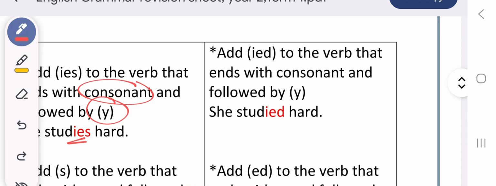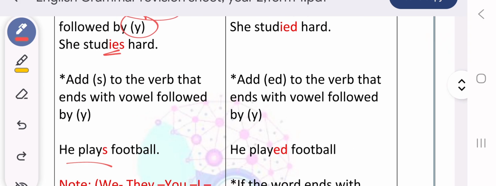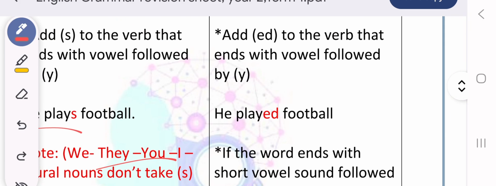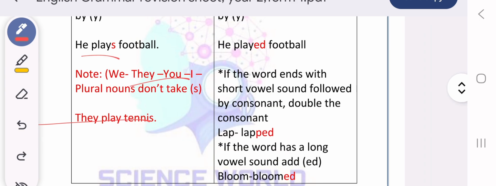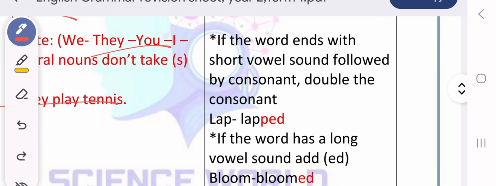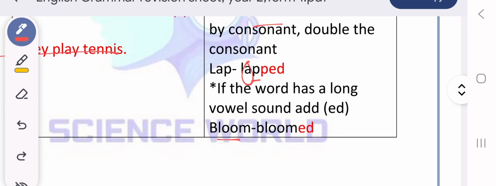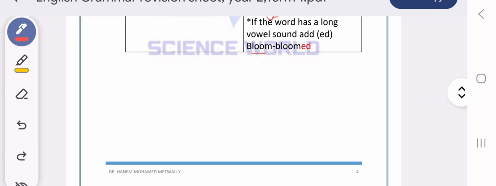Also, if the verb ends with Y, the same. If there is a consonant before Y, we will say goodbye Y, and bring IED. If there is a vowel before Y, we are going to add ED only. If the word ends with a short vowel, like letter A, and followed by a consonant, like letter P, we will double the consonant, like clap, clapped. But if there are two vowels, we can't double the consonant. So we will add only ed.